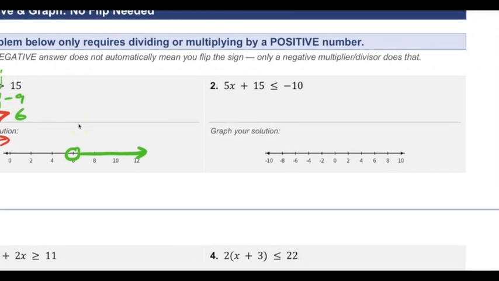Okay, next one. I'm just going to solve it. Here's my line. Subtract 15, subtract 15. I get 5x is less than or equal to -25. I'm going to divide by 5. x is less than -5. Less than or equal to -5, sorry. So -5 is around here. I'll put a closed circle right there.